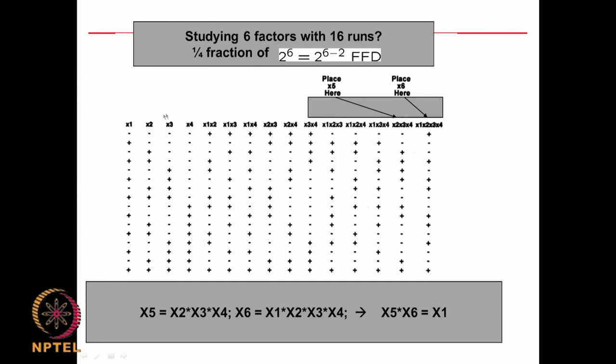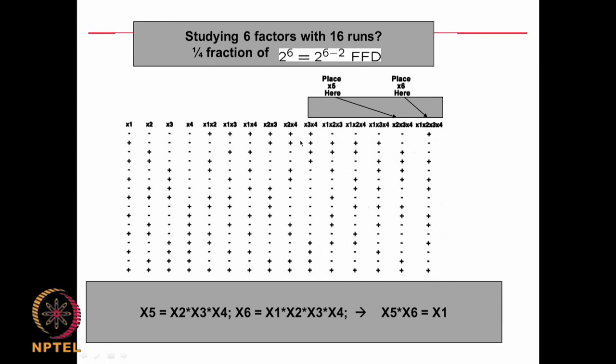Imagine first I start with the design matrix for x1, x2, x3, x4, that is 4 parameters. 2 raised to the power 4 is 2 into 2 into 2 into 2, 16 experiments, understand. So, I write down these 16 experiments, okay. And then I can write down the interactions x1 into x2, x1 into x3, x1 into x4, x2 into x3, x2 into x4, okay, then x3 into x4, then 3 level x1, x2, x3, and like that it goes.